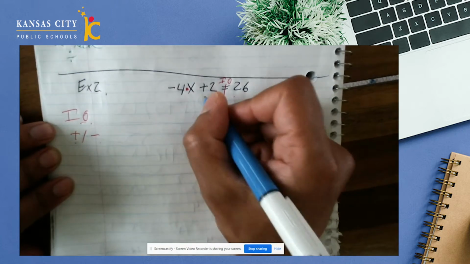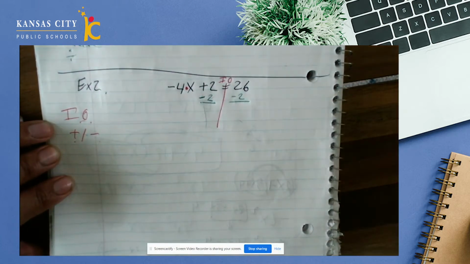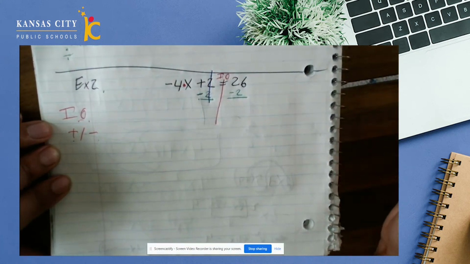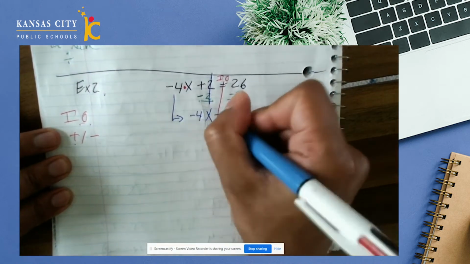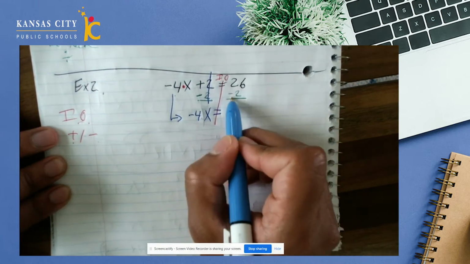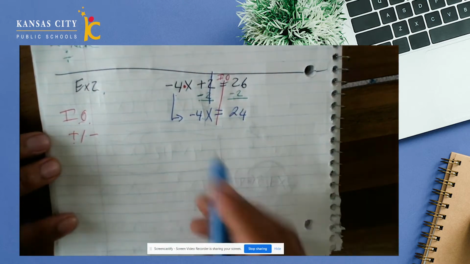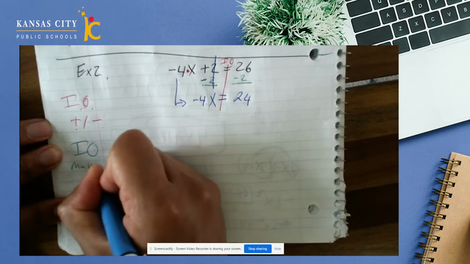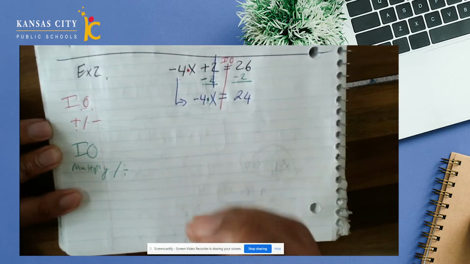How do we get rid of it? Well, we do minus 2 on both sides. This is additive inverse. Plus 2 minus 2 yields a 0. It cancels out. We can drop this down. Negative 4x equals, notice the equal sign didn't move. The 4x we didn't change, so it just falls down. And 26 minus 2, we can simplify this to make 24. Next up is IO for multiply and divide. Well, is there any multiplication going on? Yes. The negative 4 was multiplying the x.